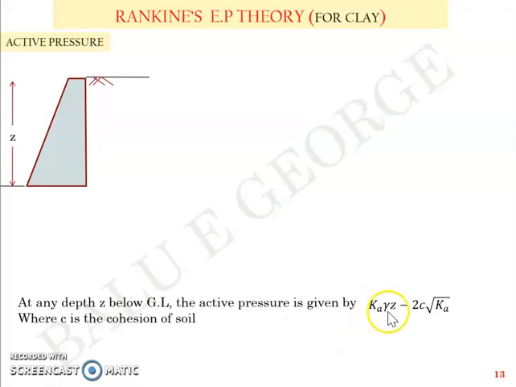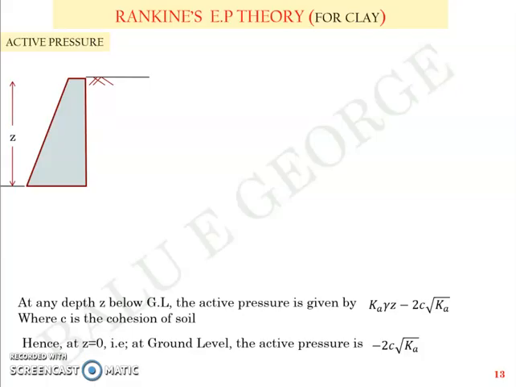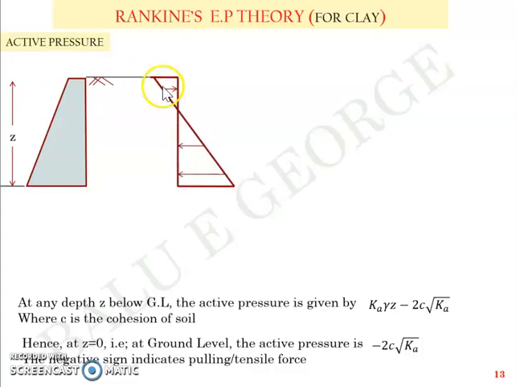and based on that equation, you can see that when you put Z is equal to 0, which is at the ground level, the active pressure will be negative 2c root Ka, right? When Z is equal to 0, the value will be minus 2c root Ka, which means the negative sign indicates pulling or tensile force. In short, the distribution would be like this, with a value of minus 2c root Ka at the top, and a 0 value at the middle, and a value of Ka gamma Z minus 2c root Ka at the bottom, like this.